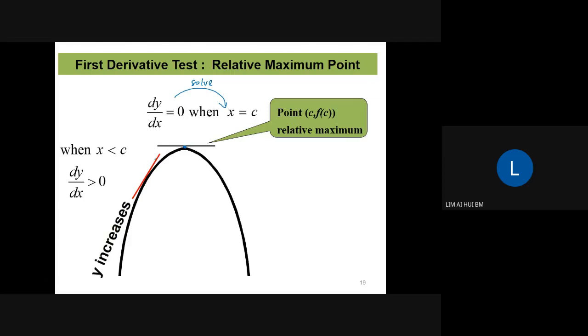Dan kita juga akan ganti satu nilai yang lebih besar daripada c, iaitu di sebelah kanan x equal to c. Bila kita ganti x yang melebihi c itu masuk dalam dy dx, kita mendapati dy dx itu adalah less than 0 or negative, means that our gradient is going down, y is decreasing. Meaning that kita punya graph bentuk adalah macam itu. You akan nampak naik, pegun, turun. Then bila kita lukis graph, you akan nampak, oh, titik ini sebenarnya adalah relative maximum. Okay, later kita akan tengok contoh.